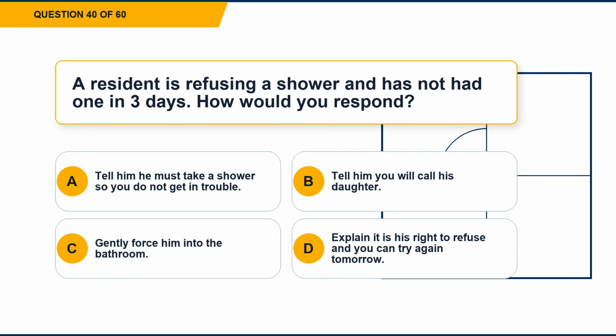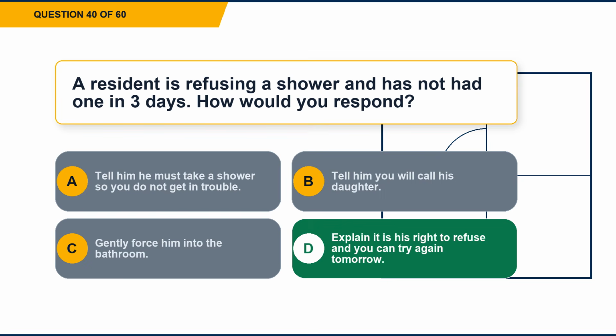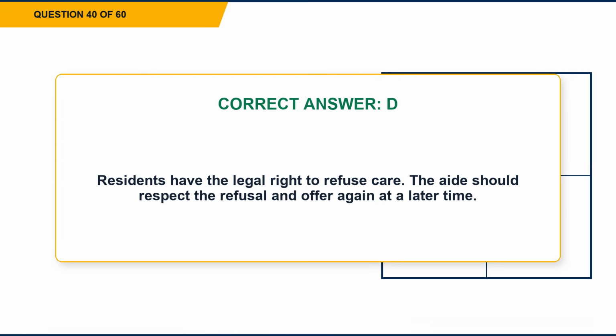Question 40. A resident is refusing a shower and has not had one in 3 days. How would you respond? Option A. Tell him he must take a shower so you do not get in trouble. Option B. Tell him you will call his daughter. Option C. Gently force him into the bathroom. Option D. Explain it is his right to refuse and you can try again tomorrow. The correct answer is option D. Explain it is his right to refuse and you can try again tomorrow. Explanation. Residents have the legal right to refuse care.